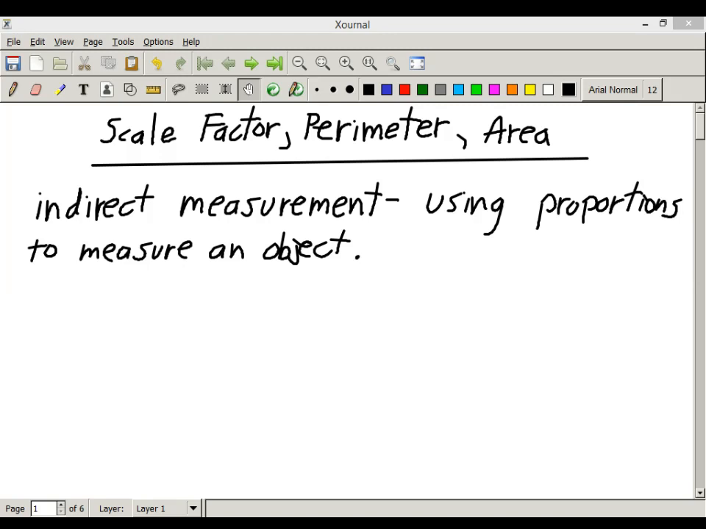So first of all, let's talk about the story problem. So we're going to talk about indirect measurement. That's when it's not practical to measure something directly, like the height of a building. You can set up a proportion and then get that height without actually physically measuring something. So indirect measurement means using proportions to measure an object.